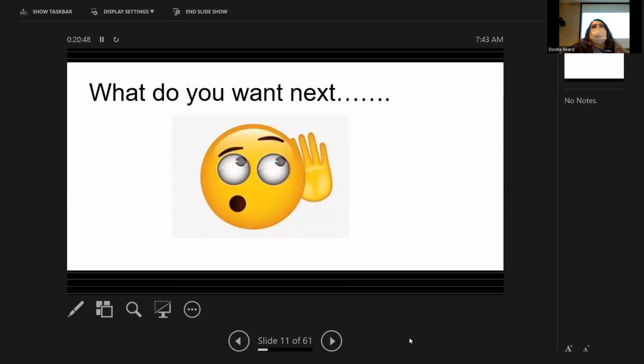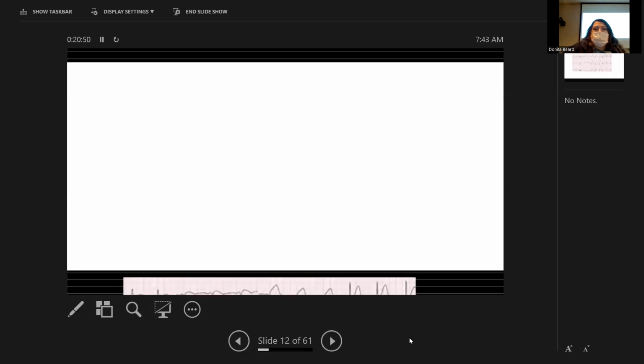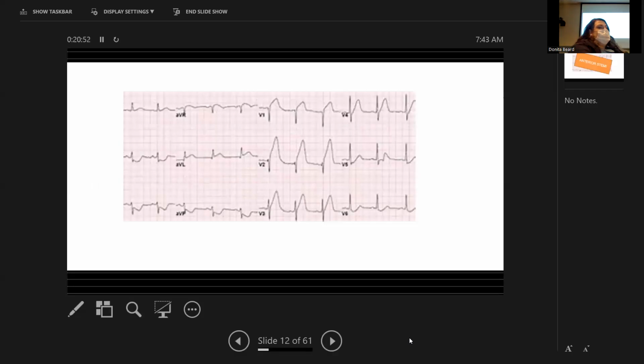Yeah, all cardiologists want to know what the EKG looks like. So this is her EKG. Anybody see anything wrong?